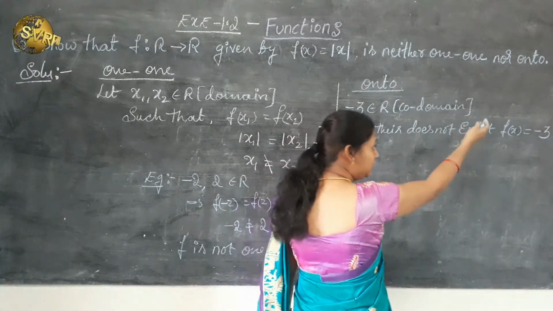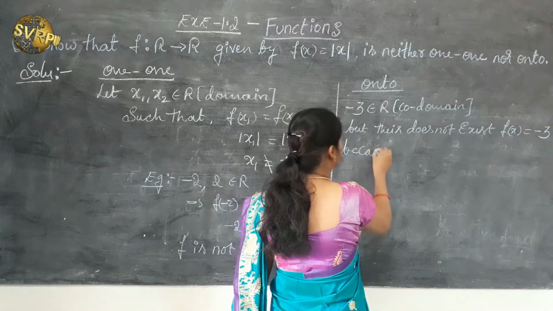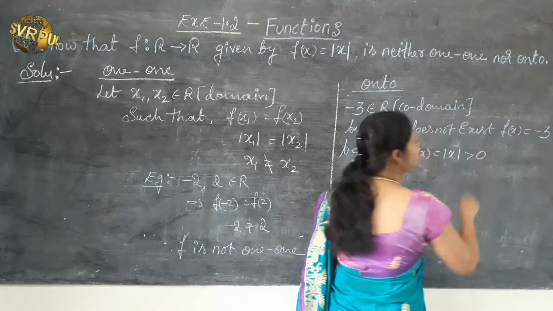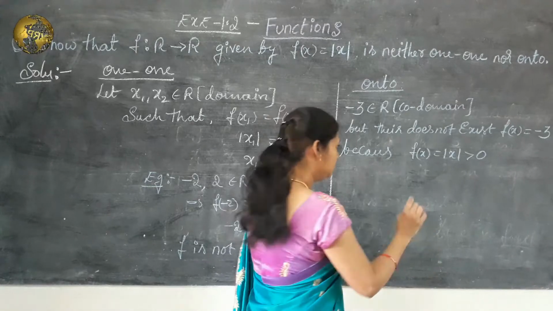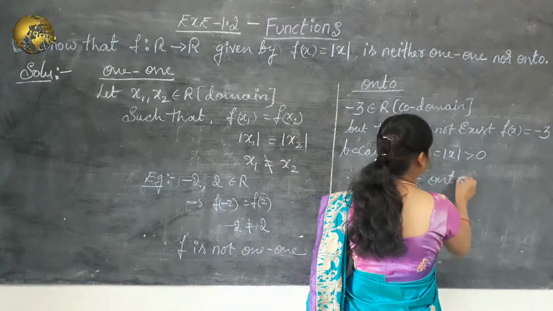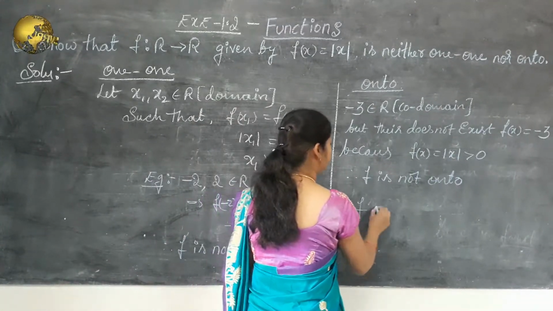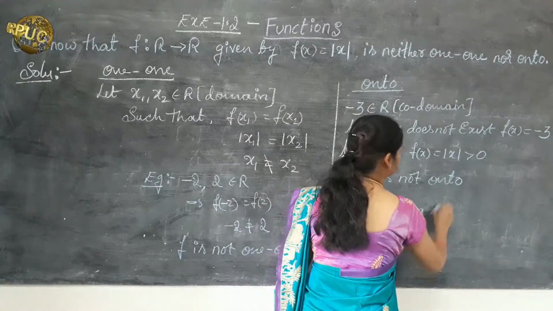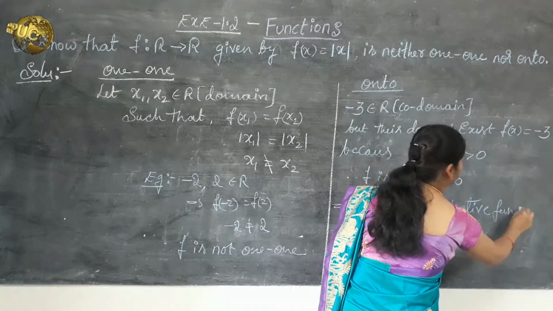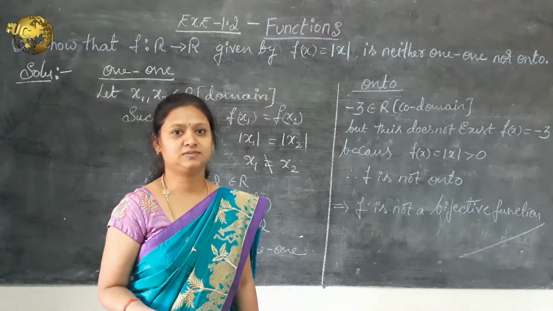So there does not exist x with f of x equal to minus 3, because, let me write the reason, f of x is equal to modulus of x, which is greater than or equal to 0. It's a positive value. Therefore f is not onto. So as usual, for the last, f is neither one-one nor onto. So this implies that f is not a bijective function. That's it. So that is about the results of some special functions.